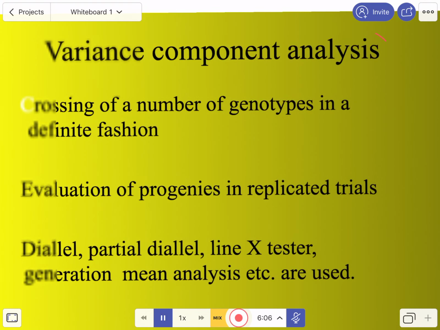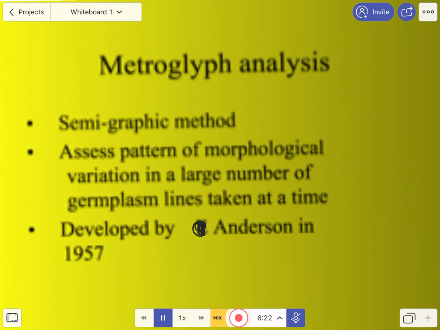Now, in this method of assessment of variability, various components are analyzed, in which a number of genotypes are crossed in a definite fashion, like line into tester, diallel or partial diallel, and the progeny are evaluated in a replicated trial. Then the variance components are analyzed.